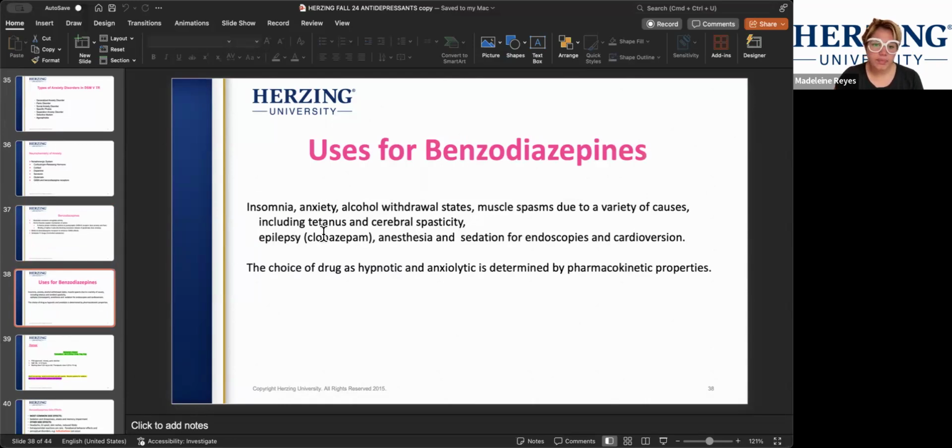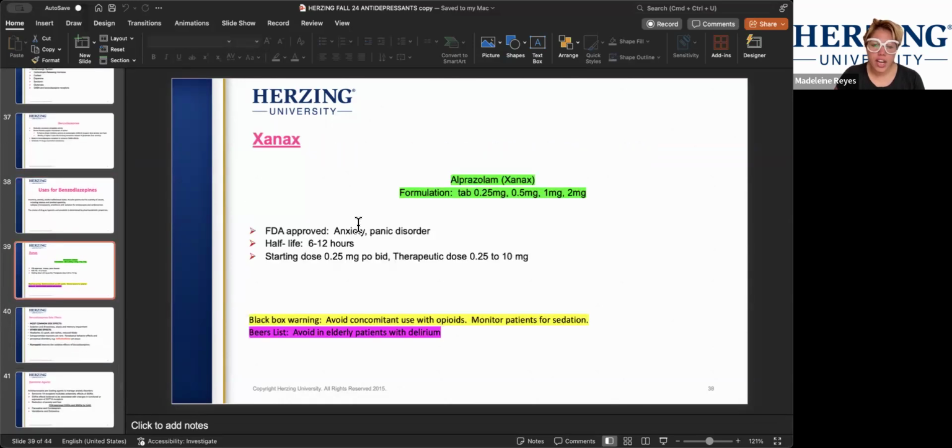and it's used for very different things. Uses for benzos: insomnia, anxiety, alcohol withdrawal, muscle spasms due to a variety of causes, including tetanus and cerebral spasticity. Epilepsy, clonazepam is used. Anesthesia and sedation for endoscopies also use benzos. The choice of drug as hypnotic and anxiolytic is determined by pharmacokinetic properties. Very common one is Xanax, approved for anxiety and panic disorder.